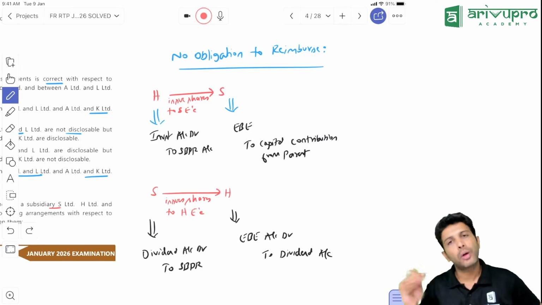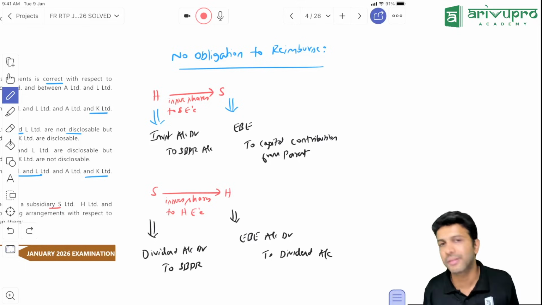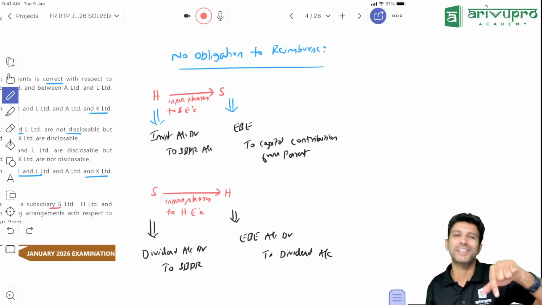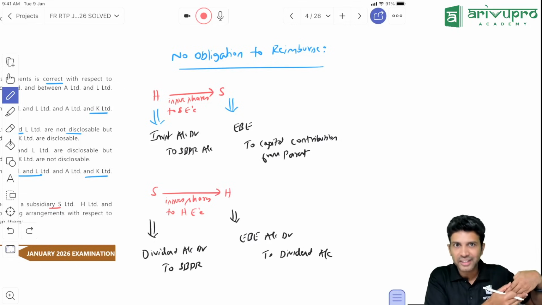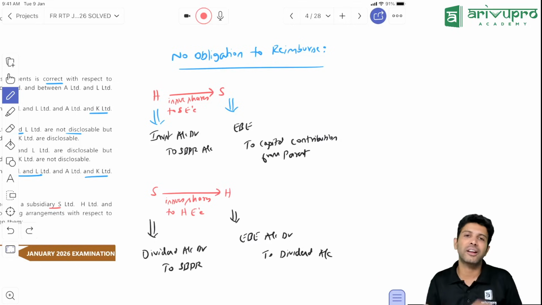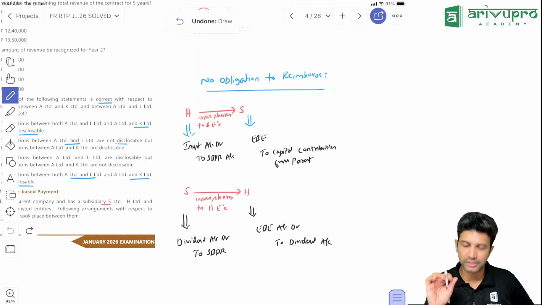Okay. Now what about the holding company? They have received service, so they will write employee benefit expense. They can't credit SBPR because they are not giving shares. But who is giving shares? The subsidiary, right? If the subsidiary is treating it as a dividend paid, holding will treat it as a dividend received. So the entry will be employee benefit expense account debit to dividend account. This is a scenario.